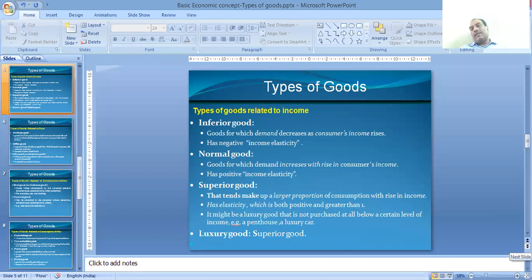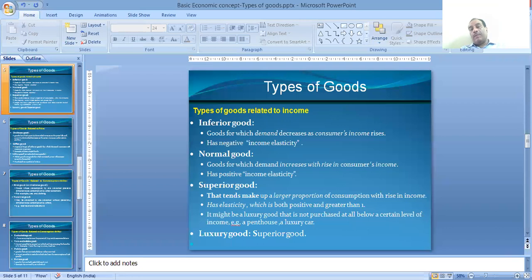Then, as I told you, goods are all those products which have the ability to satisfy human wants. And there are different types of goods. Goods can be classified on the basis of income, time, so many things. So it is important to understand the definition of goods and types of goods.